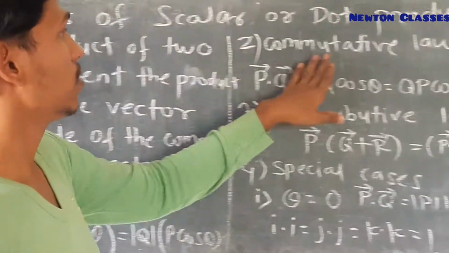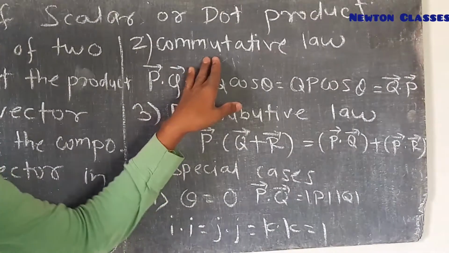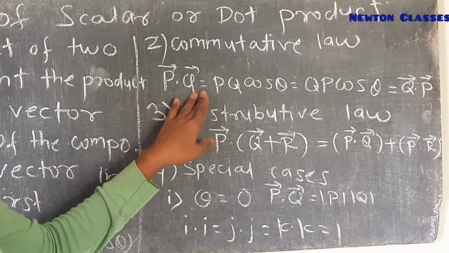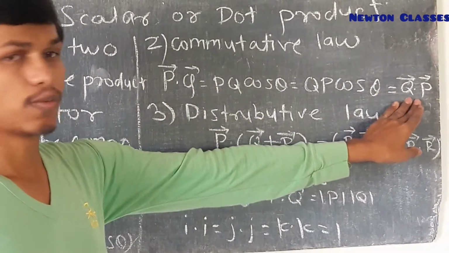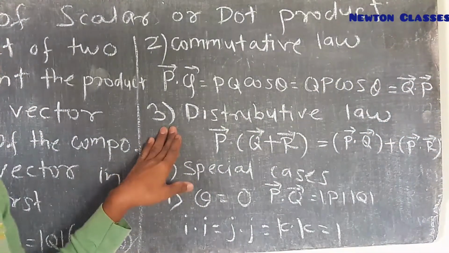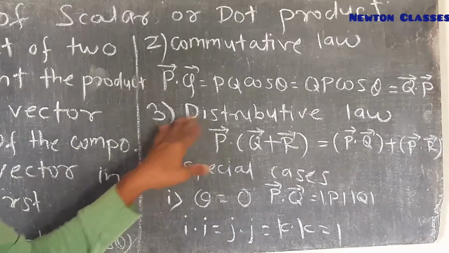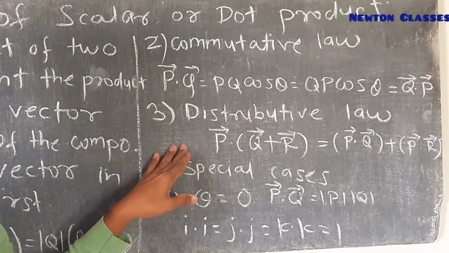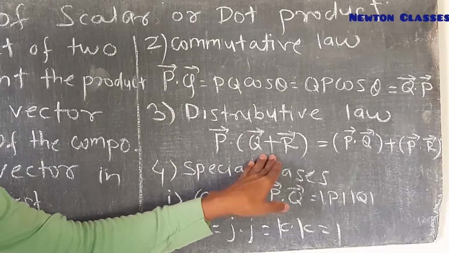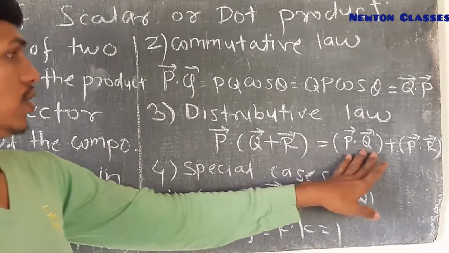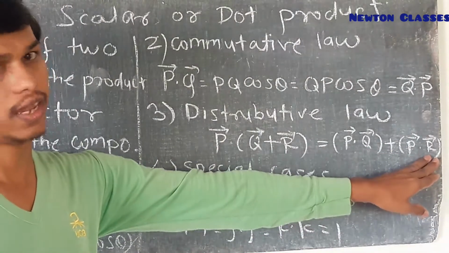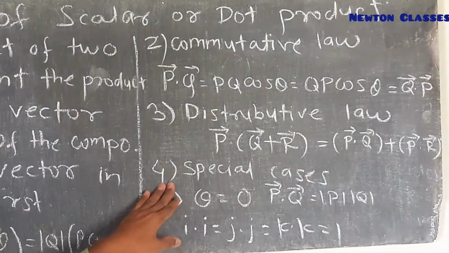The second characteristic is that the scalar product obeys the commutative law, that is, the scalar product of vector p bar into q bar is the same as the scalar product of vector q bar into p bar. Third, the scalar product or dot product obeys the distributive law over addition, that is, the scalar product of vector p bar with q bar plus r bar is equal to the dot product of p bar and q bar plus the dot product between p and r. Then special cases.